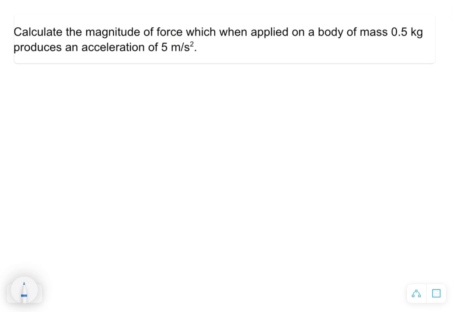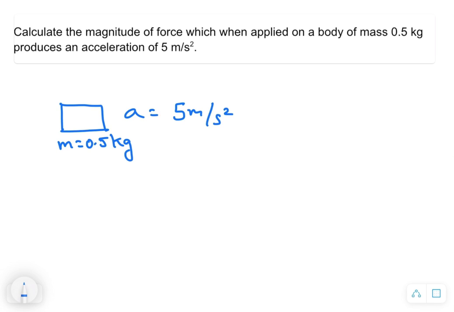Calculate the magnitude of force which, when applied on a body of mass 0.5 kilograms, produces an acceleration of 5 meters per second square. Now, here is a body having mass of just 0.5 kg. Acceleration of this body is 5 meters per second square. We need to calculate the magnitude of force.